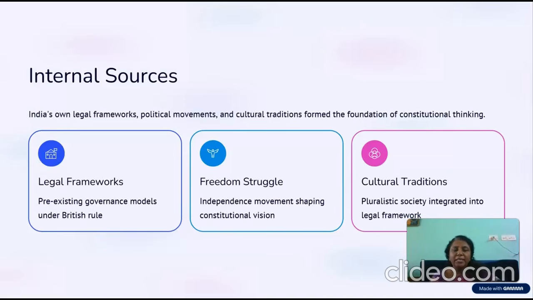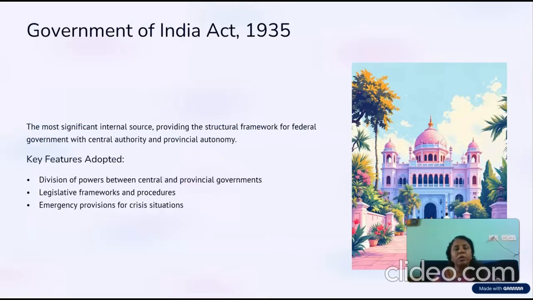So first, we could say the legal framework: the pre-existing governance models which we followed under British rule. Second, we can take the freedom struggle, the independence movement. It shaped our constitutional vision in many ways. Then India is very rich in its culture, and it is a pluralistic society which integrated into the legal framework. All these aspects were taken as internal sources for our constitution.